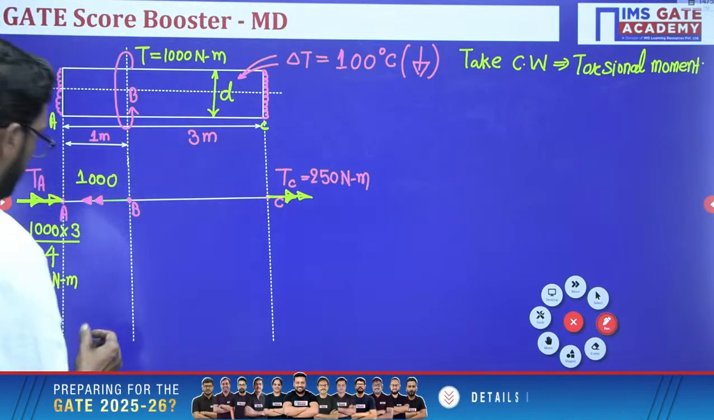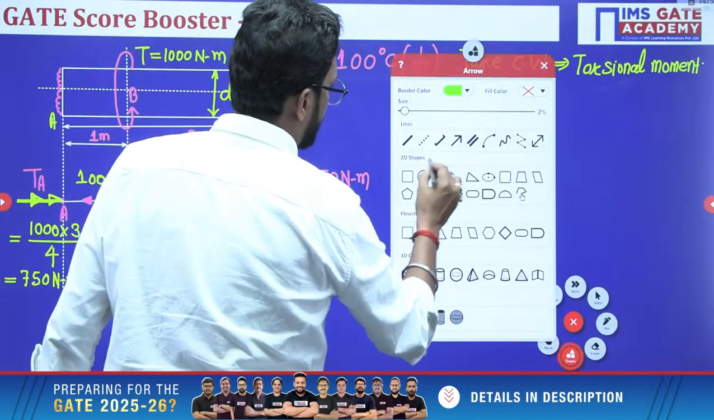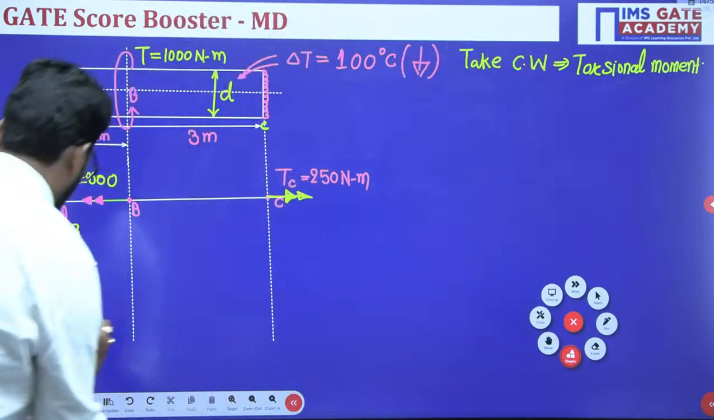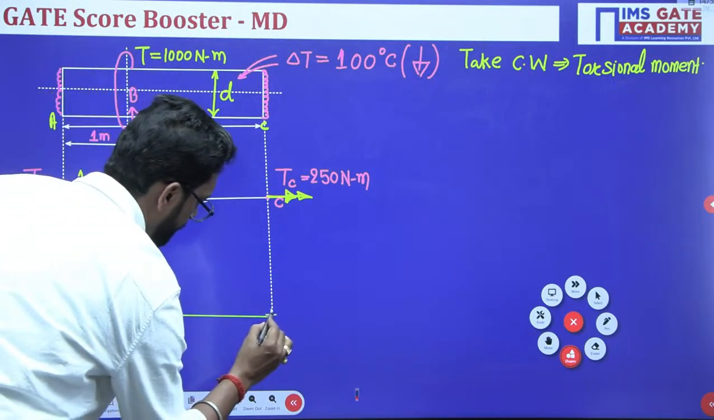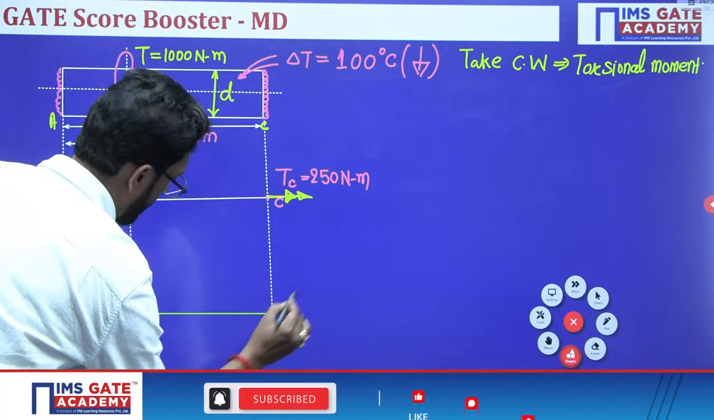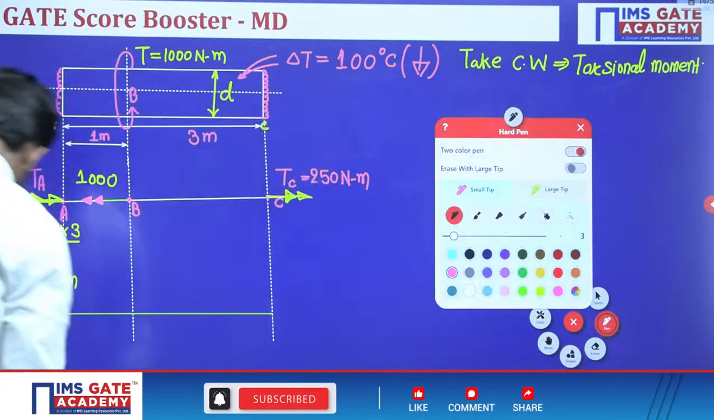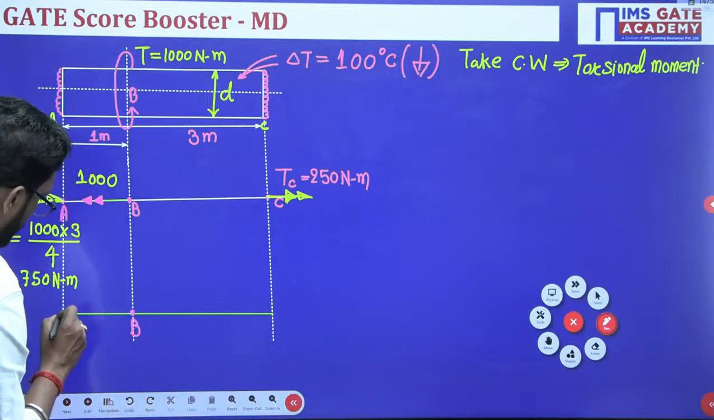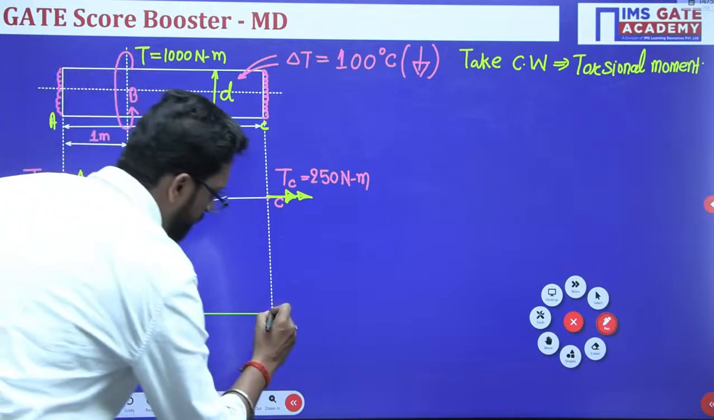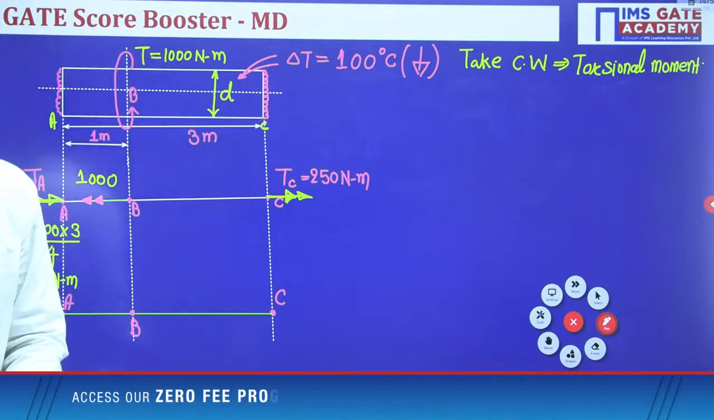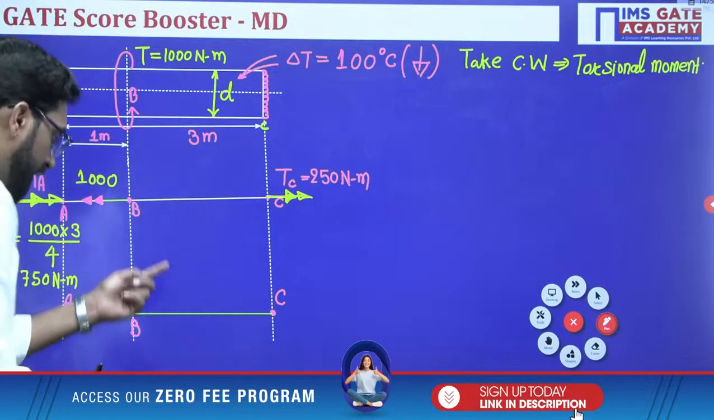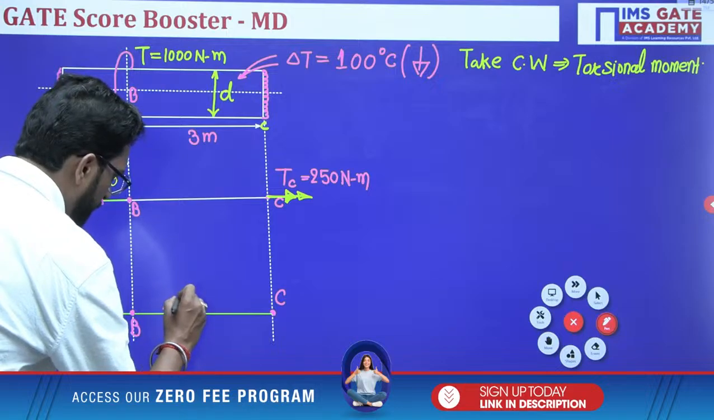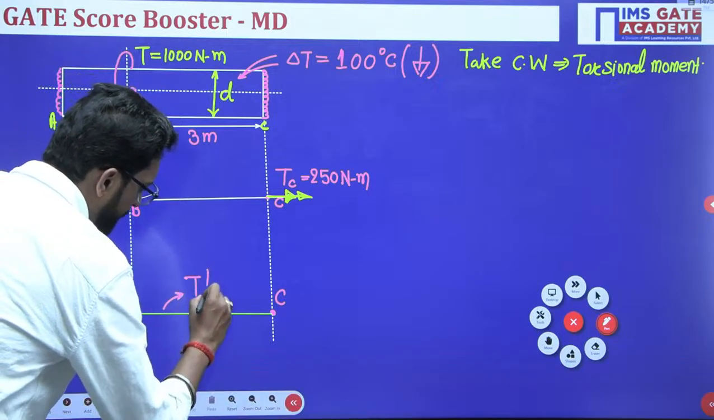Now due to the temperature effect, my dear. This is your bar, this is point B, this is point A, and this is point C. Due to the temperature effect, we have to decrease the temperature, which means the temperature of this bar will decrease.